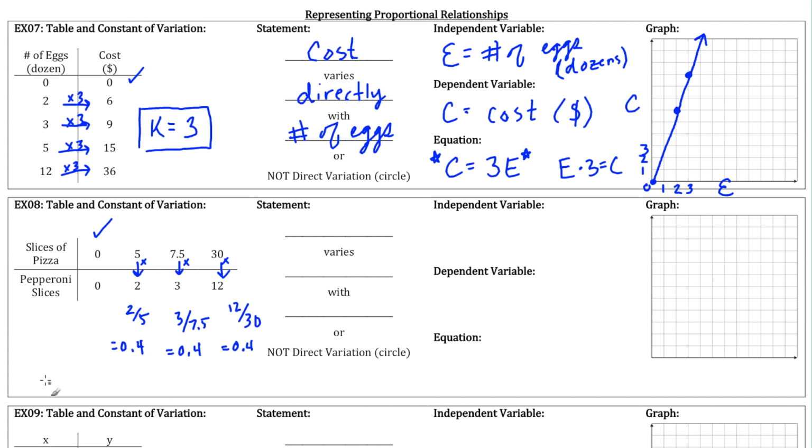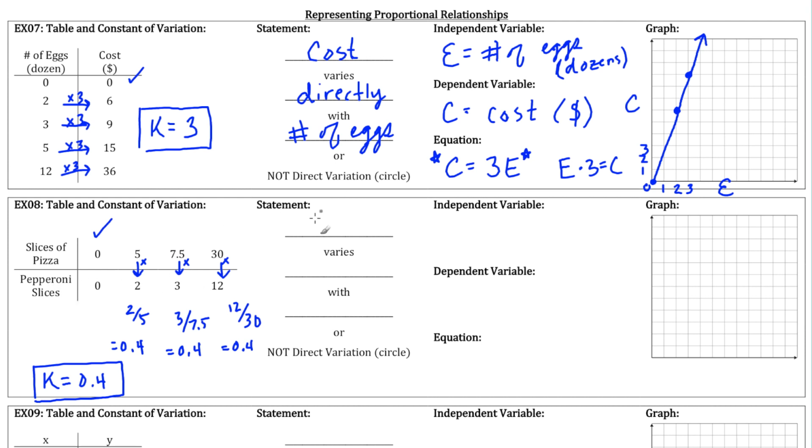Cool. So it is direct variation. My constant of variation, 0.4. So remember, the second one will be our dependent variable in these tables usually. Well, it's convention. That's how it usually is.